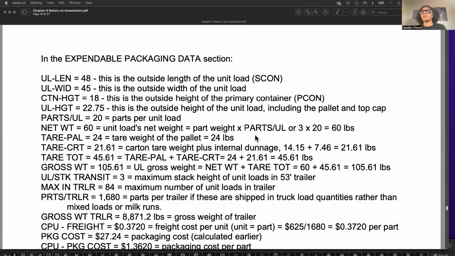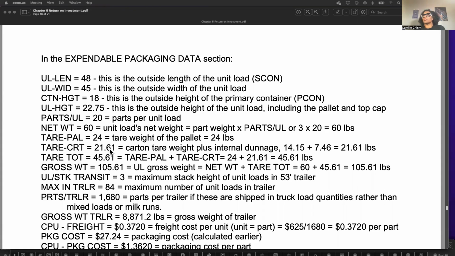Your tare weight for the pallet, they tell you it's 24. You get that from the chart. You've got the carton tare weight, which is going to be 21.61. In this particular instance, they are taking the carton weight and adding the dunnage that's inside the box to get that tare weight for the carton, because they want everything that's in the carton related to packaging, the tare weight of that whole primary pack, basically.